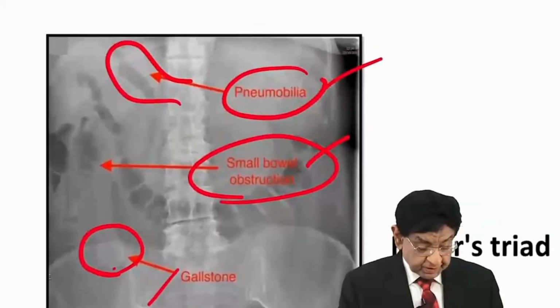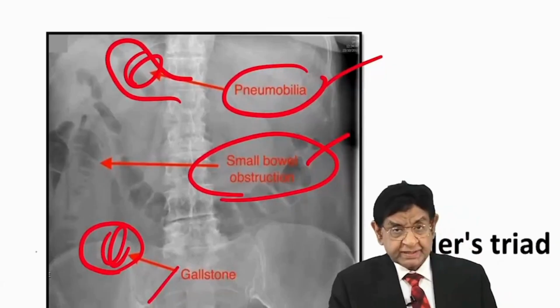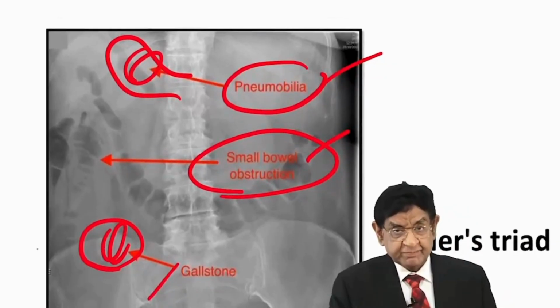Point to be noted: the gallbladder is here, and the stone is in the intestine. Point to be noted.